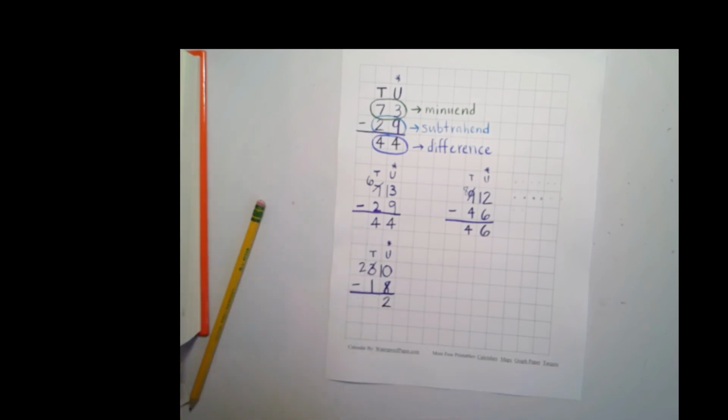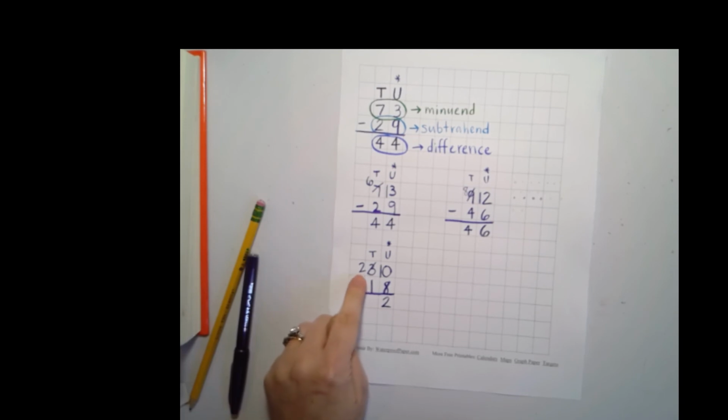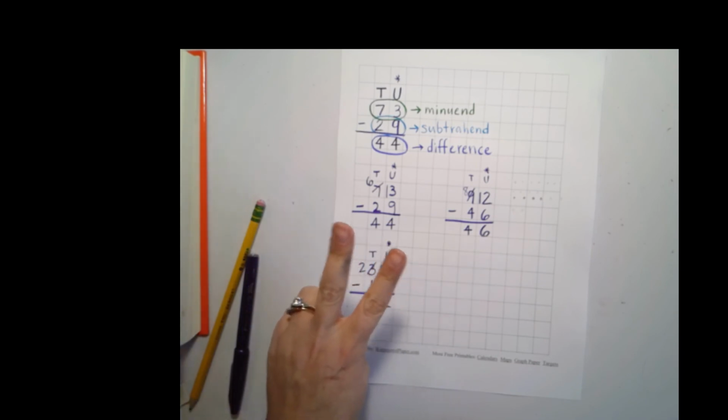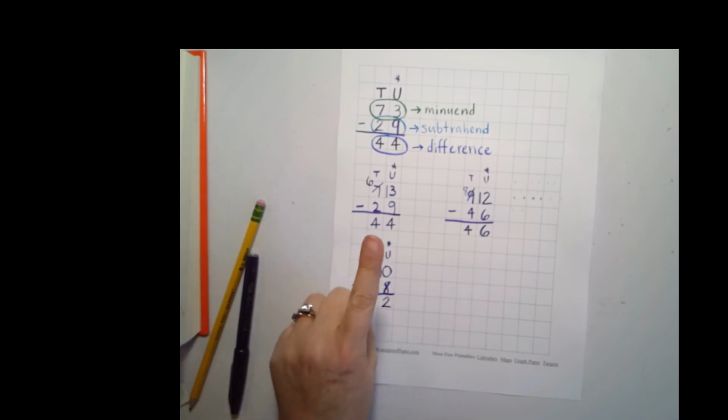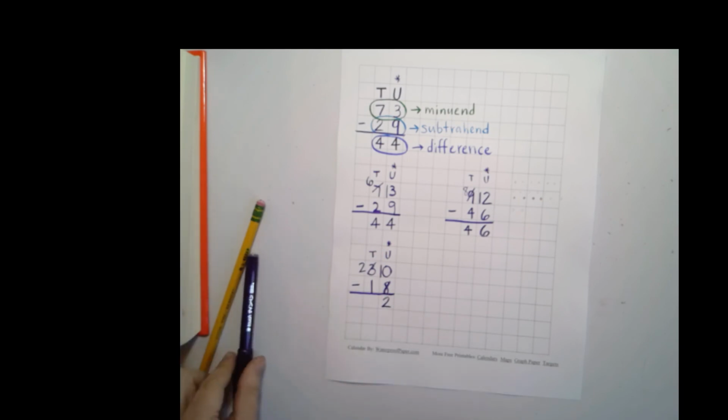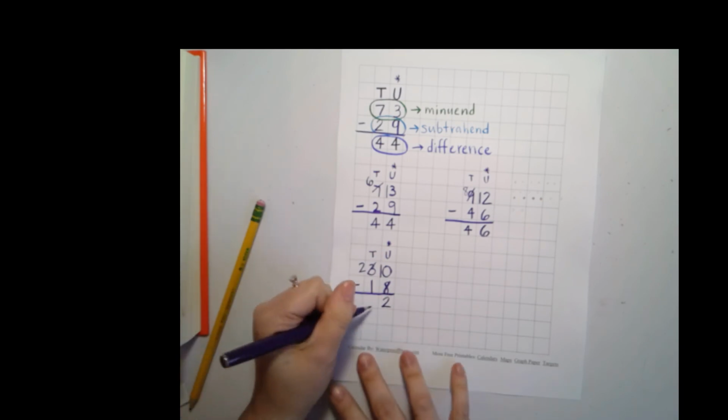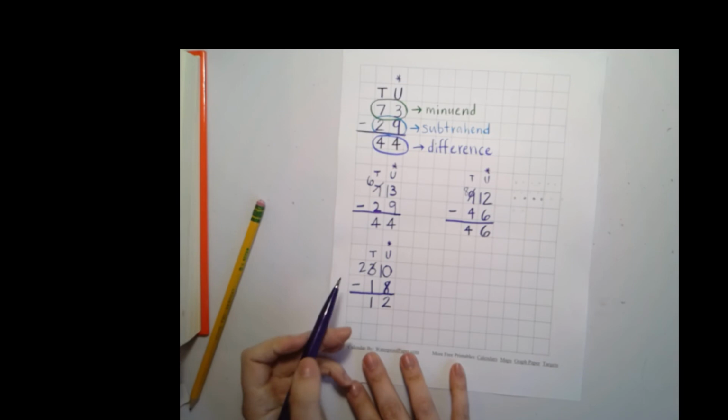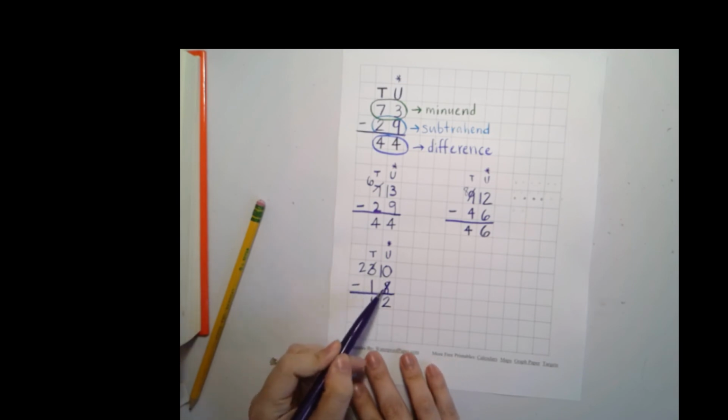All right. So then we move on to our tens. And we have 2, and we're taking away 1. That's a nice and easy one. So we're starting with 2, and we're taking away 1. So our answer is 1. So 30 take away 18 is 12.